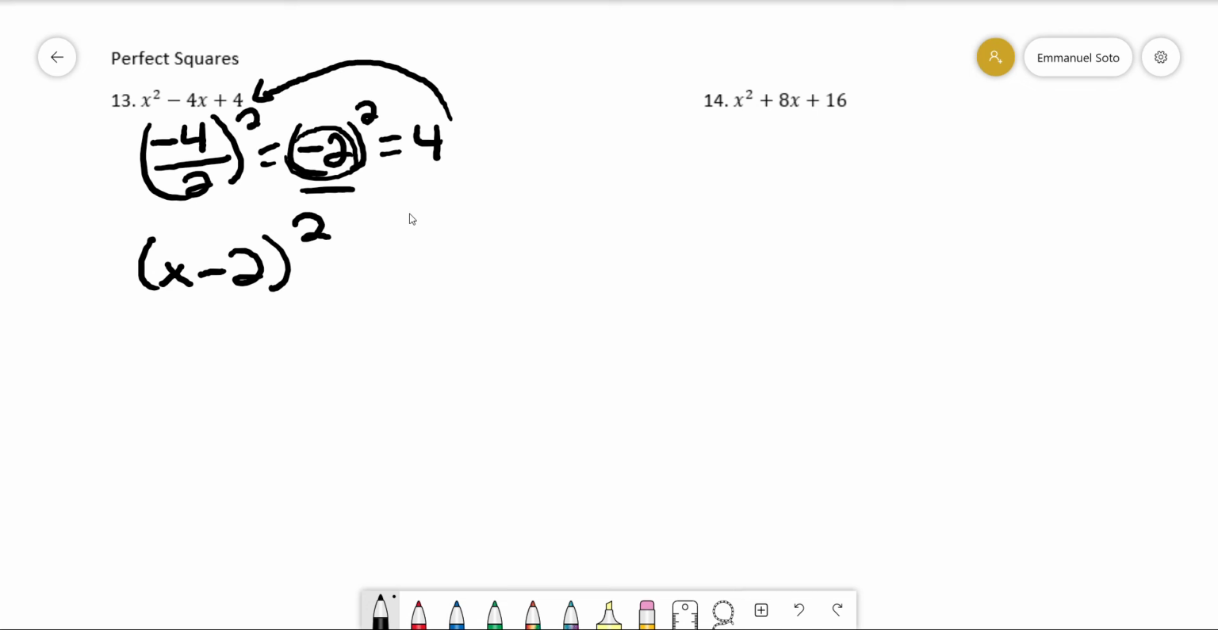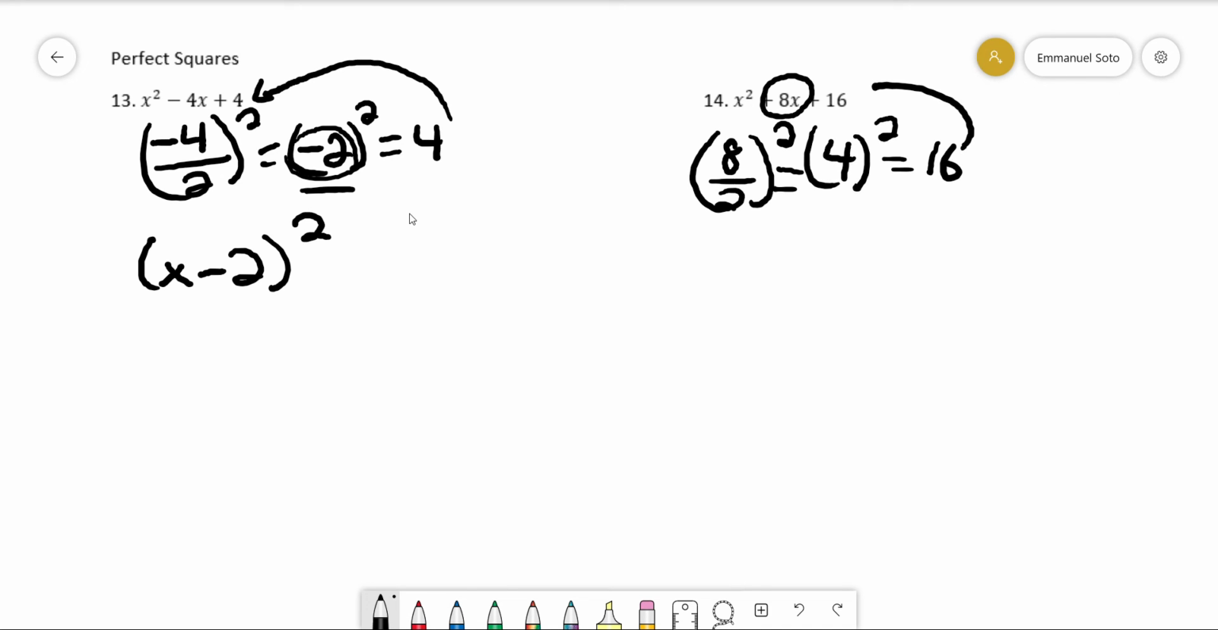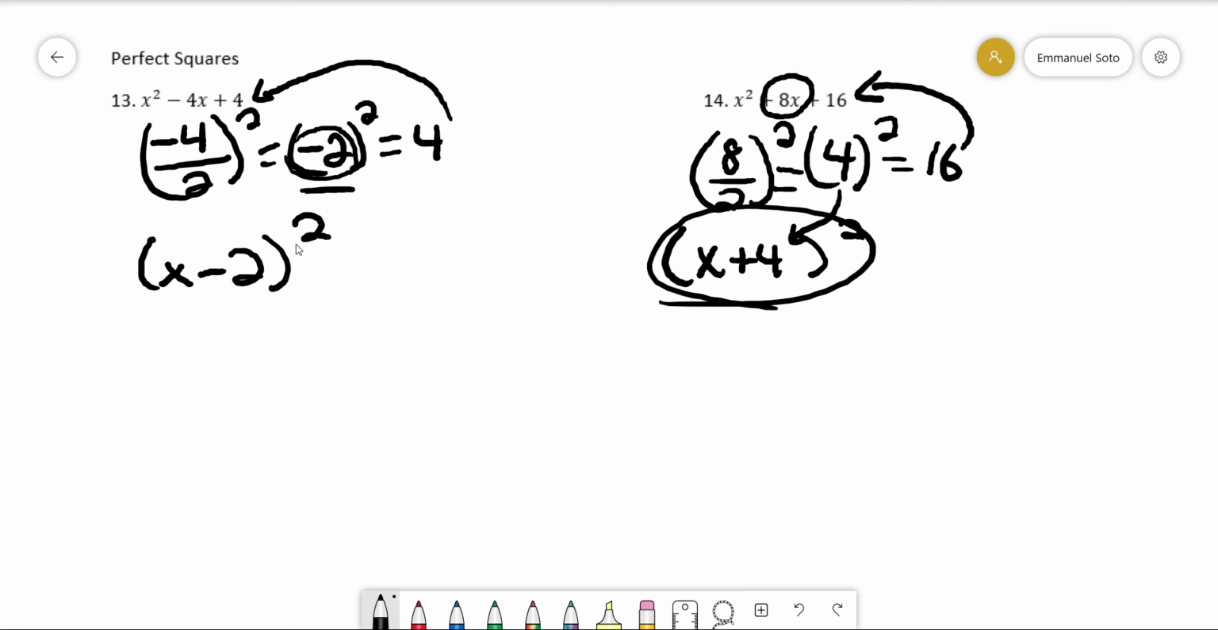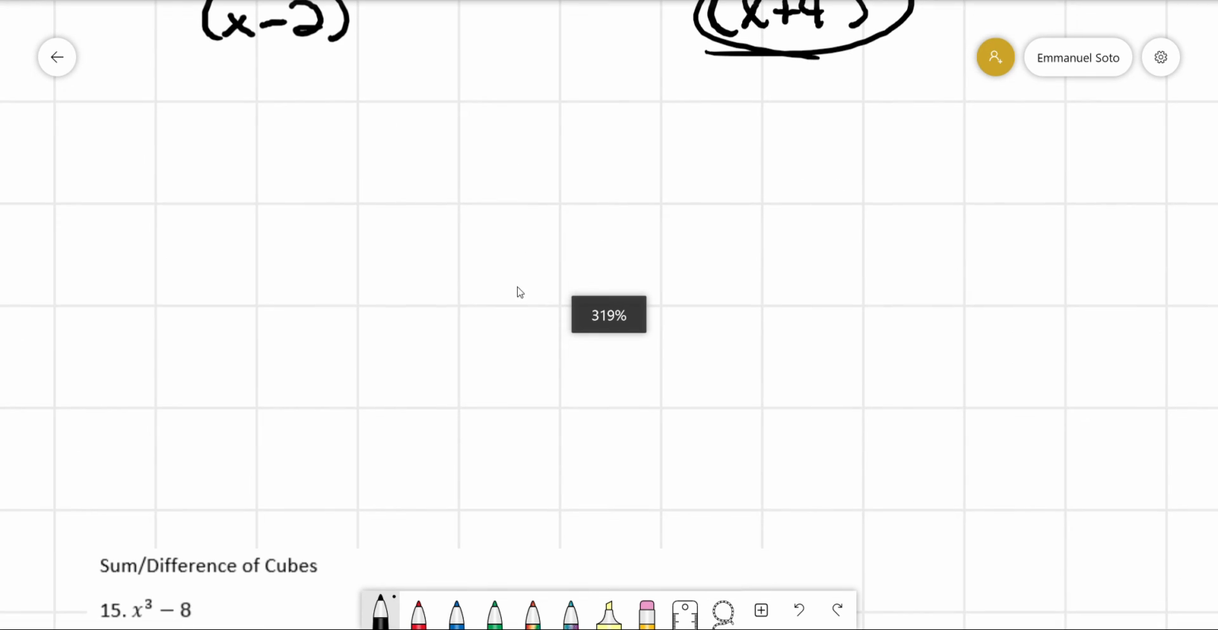So in this example, number 14, if you take 8 divided by 2 and then square it, 8 divided by 2 is 4, and 4 squared is 16, which matches up perfectly. So we know it's a perfect square. We can just take our x, put our positive 4 in, and then squared, and we're done: x plus 4 and x plus 4. You can do this real quickly if you realize that it's a perfect square, and go straight to the answer, rather than trying to factor it and do the Xbox method. But either way works fine. I just want to let you know because it exists.